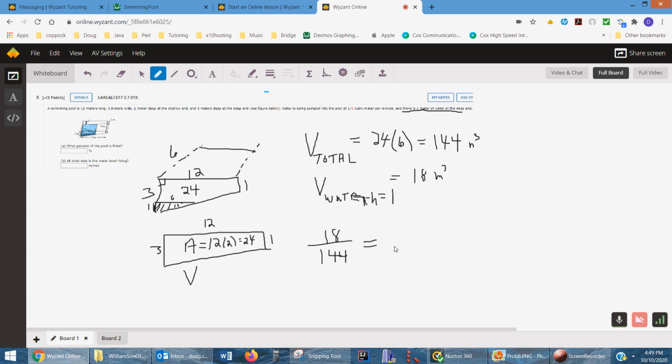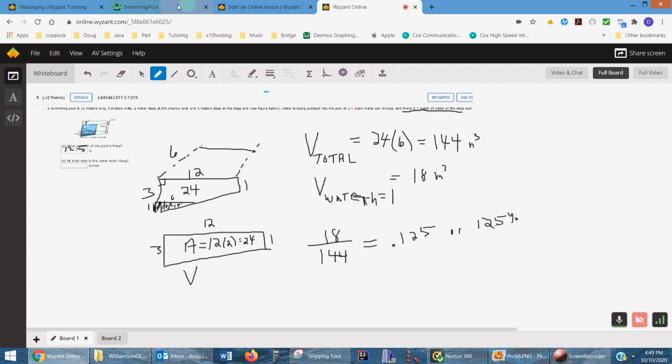So this is 0.125 or 12.5%. So that's the answer to part A. 12.5. Now to answer part B, we have to have a formula for the volume of this water right here as H increases.